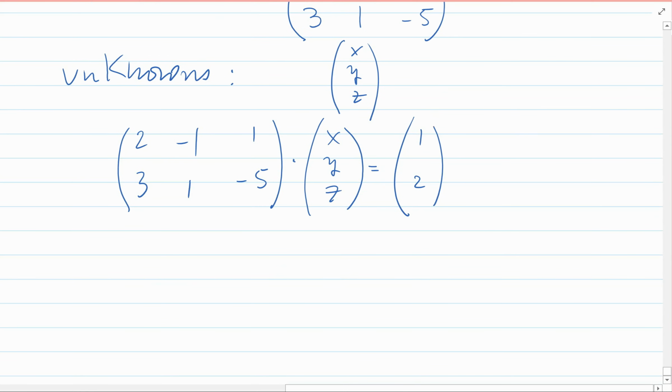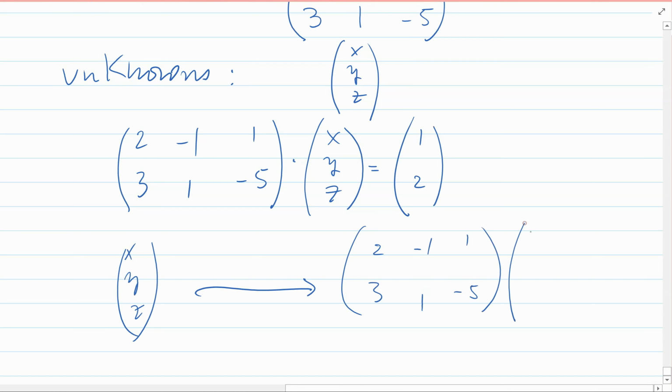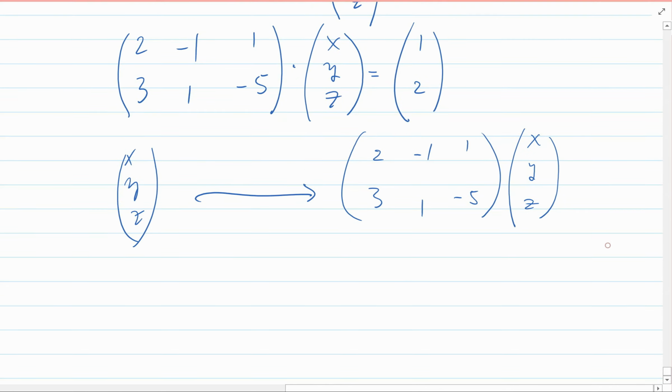So the transformation that Binet was talking about, he looked at the following: x, y, z, and he associated to it the matrix 2, 3, minus 1, 1, 1, minus 5 times x, y, z. That's how he looked at it. This is the linear transformation I was referring to. So in any case, what did we do? Again, let's look at the products.